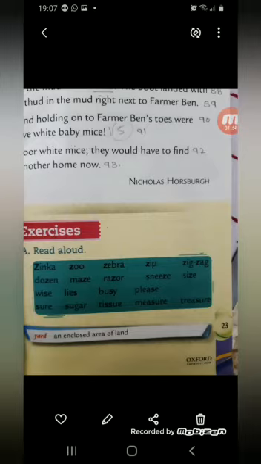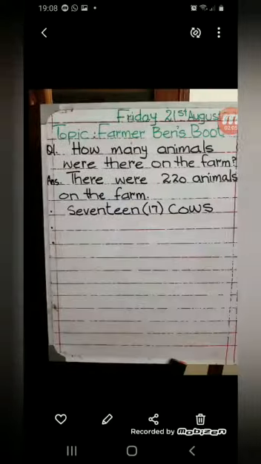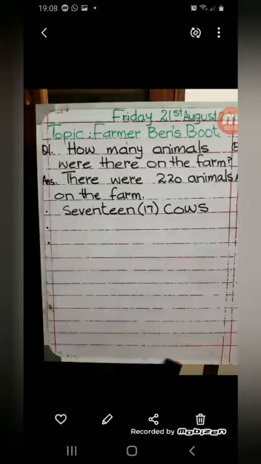After doing this exercise A, we will continue exercise B and two questions. I'm going to introduce two questions. Question number 1 and question number 2. Okay? Now, you can see on my whiteboard question number 1.